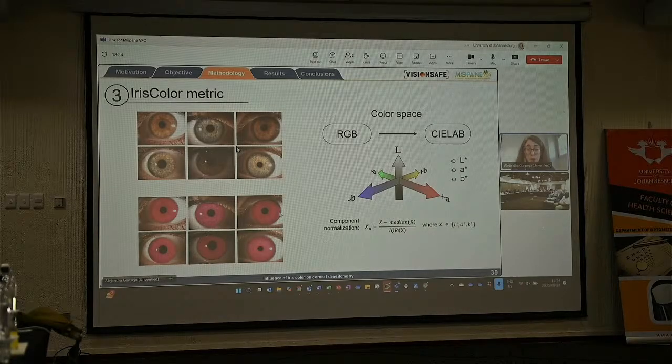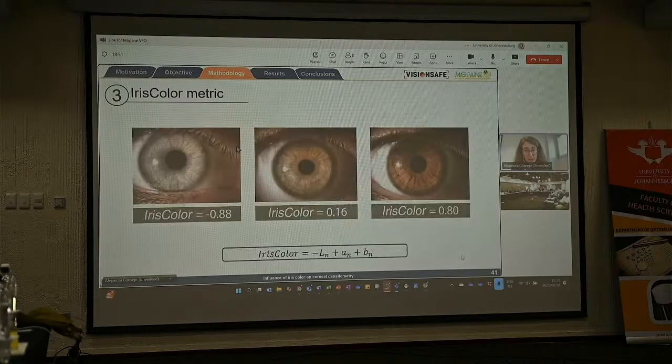We have to normalize each component, and this is very important because otherwise the L takes over the A and the B. And for us, it was important that all three parameters have more or less the same weight. And later, the final metric is as easy as summing up the three normalized components. And with that, we get a single number that illustrates the eye color. And here this is just an example.